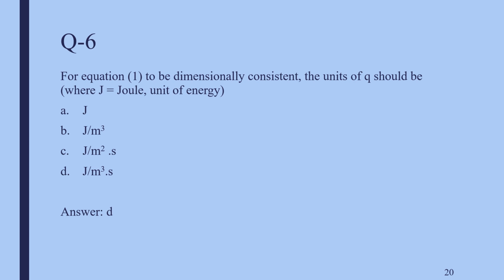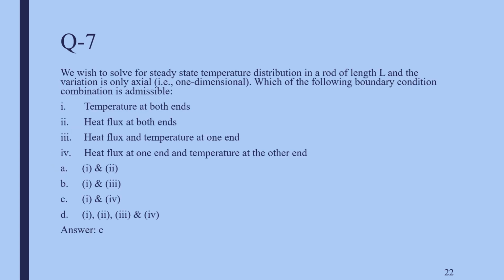Now we'll go to question 7. In question 7, we wish to solve for steady state temperature distribution in a rod of length L, and the variation is only axial, one dimensional. So we have a rod of length L, and the temperature is varying along the axial length. Which of the following boundary condition combinations is admissible? So what are all the boundary conditions which can be used?